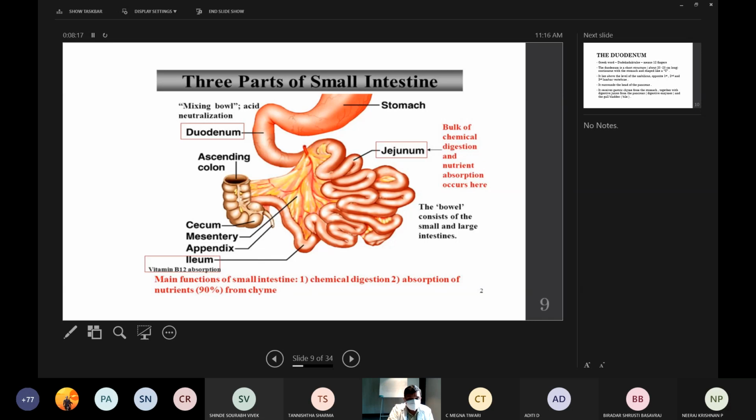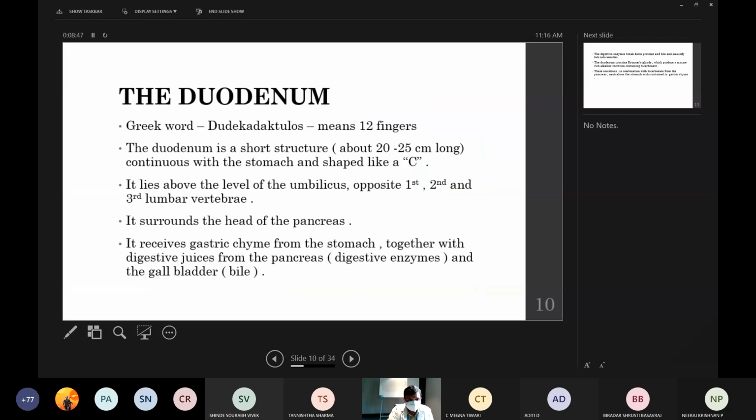You can see here the parts of the small intestine. The stomach ends in the pylorus. The pylorus continues as the most dilated part, that is the duodenum, which measures 25 centimeters in length. After that, there are the parts called the jejunum and the ileum. The ileum ends at the ileocecal junction and then continues as the cecum of the large intestine.